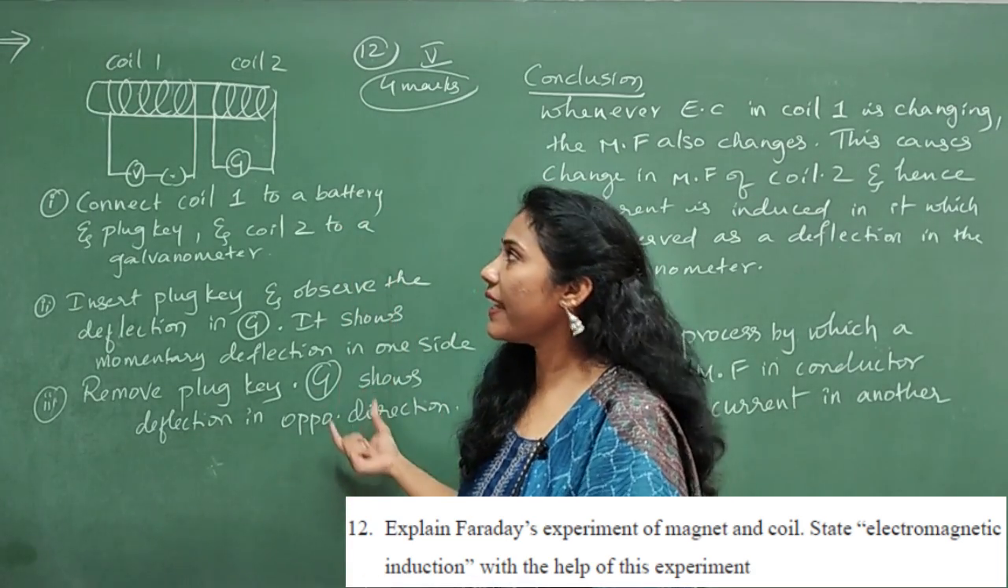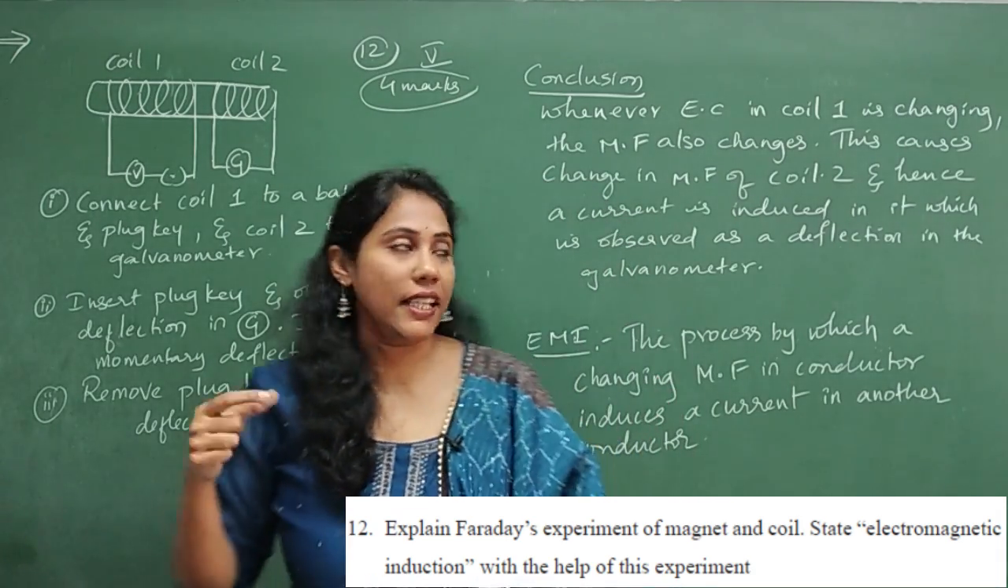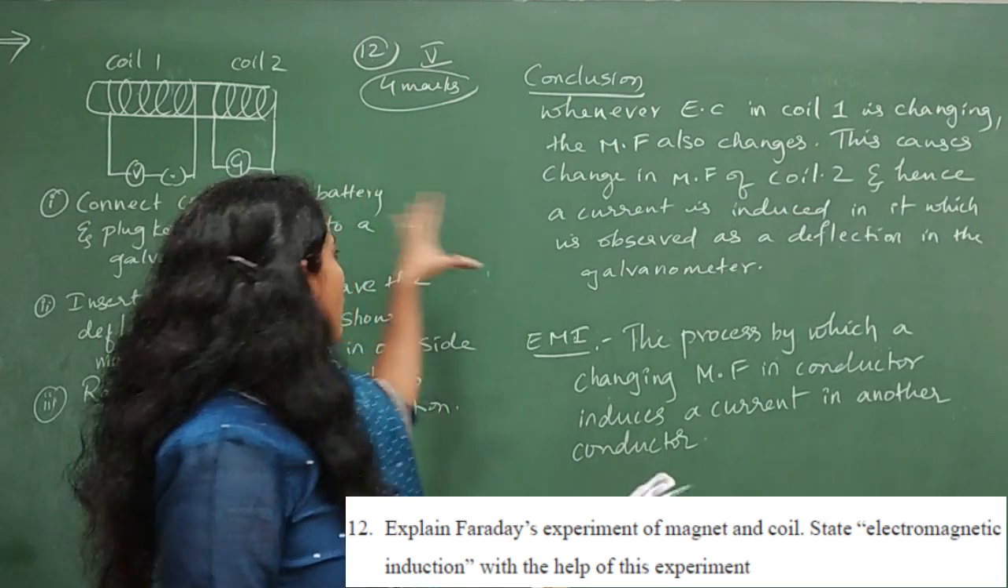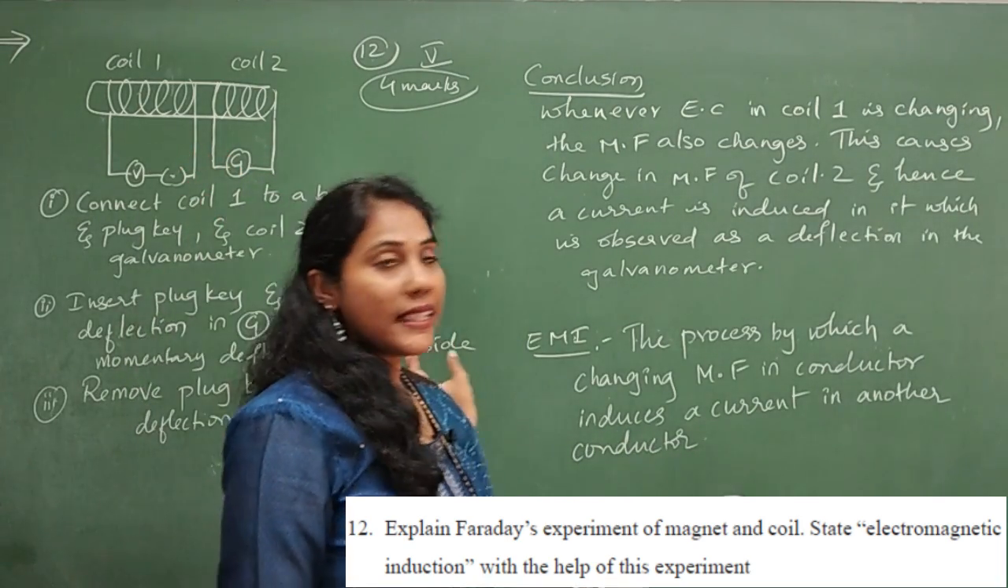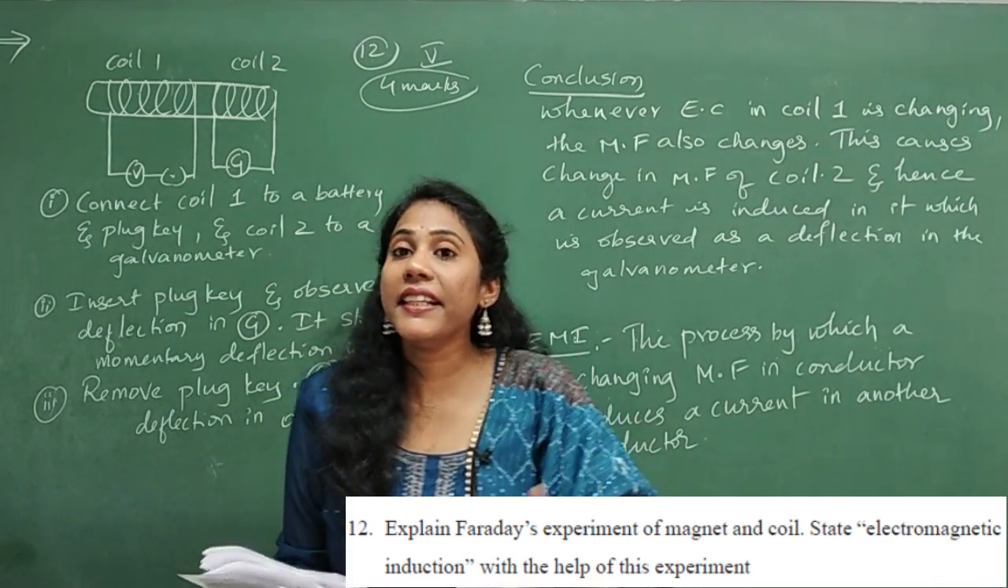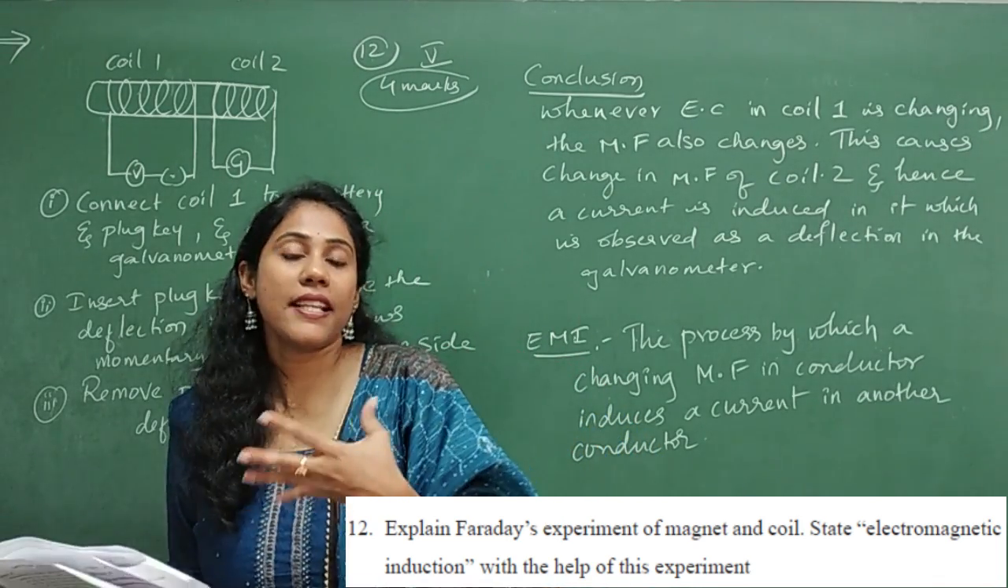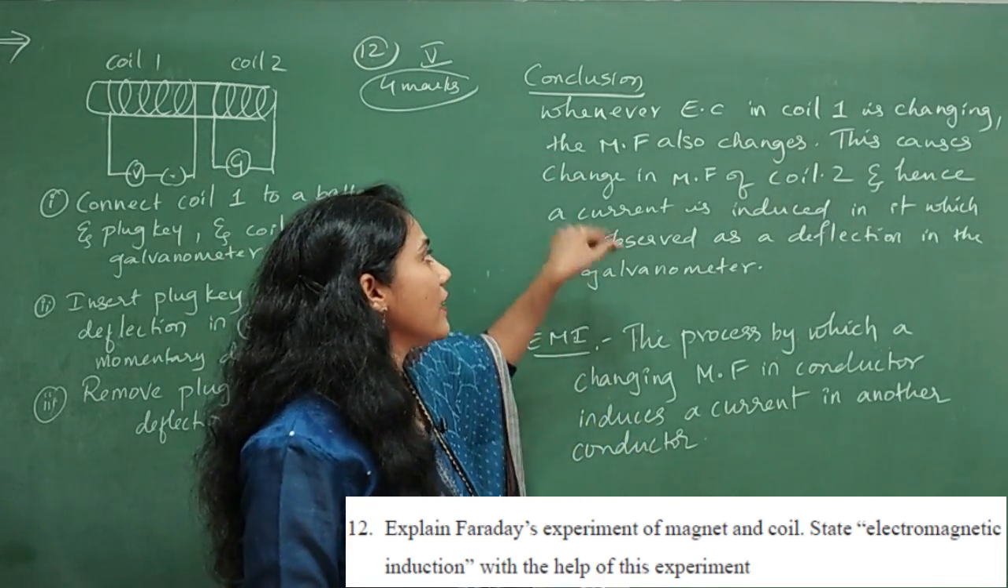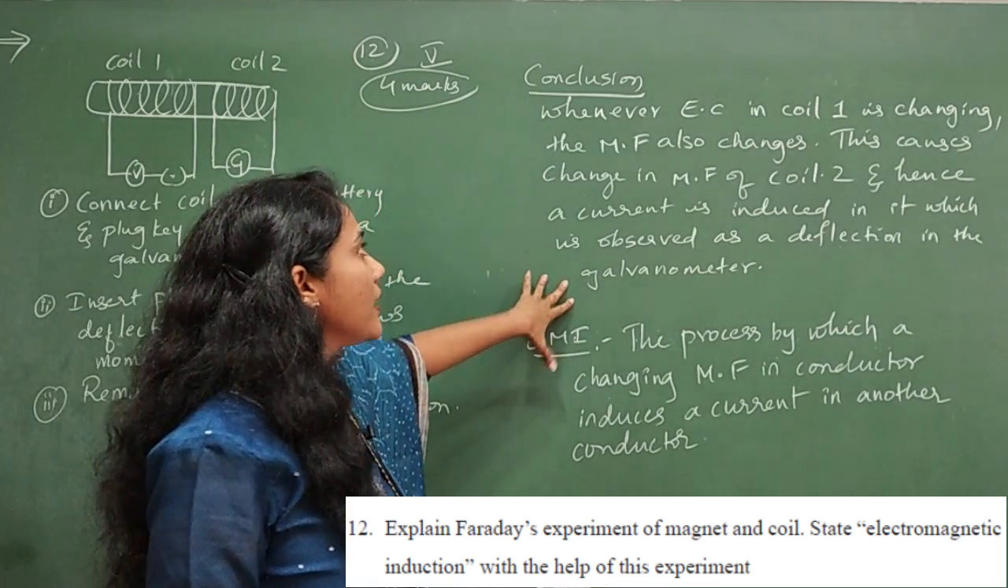Okay, so this is the experiment of Faraday. And now what is the conclusion? Once you have written how the experiment is done, you have to write the conclusion. So what exactly we can get as inference or information from this experiment is what we call the conclusion. See, I have neatly written the conclusion here.